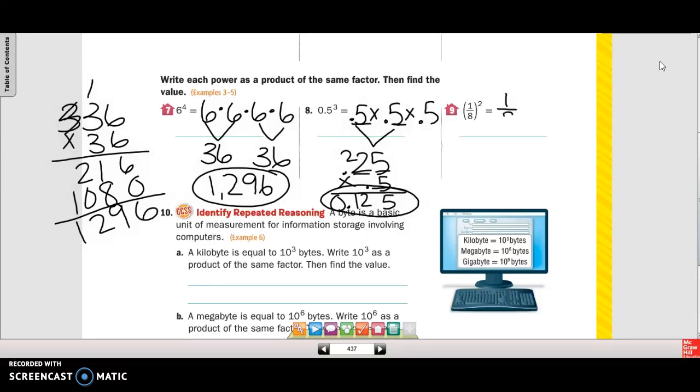And then this last one right here is 1/8 squared. So I'm going to do 1/8 times 1/8. I'm just going to multiply straight across. So 1 over 32.